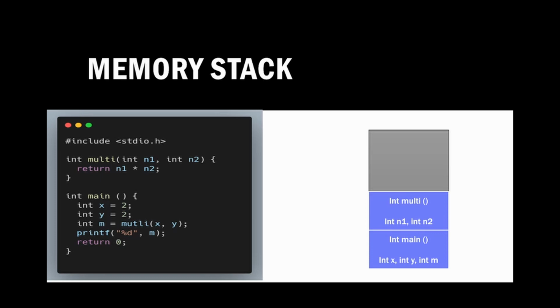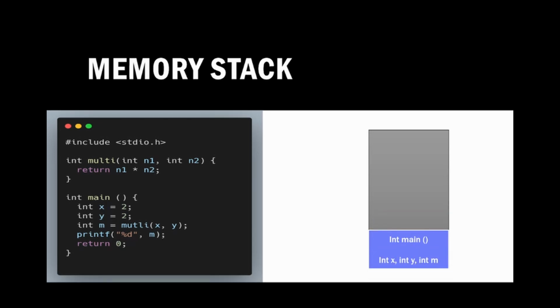So we have int n1 and n2 getting stored over there, and when the execution of the multi method finishes, it returns the product of n1 and n2. Once it returns, the memory that got allocated for the multi method gets removed, for the value that got returned from the multi method is stored in m. And once the main method finishes executing, the last stack memory that was for the main method gets removed as well.